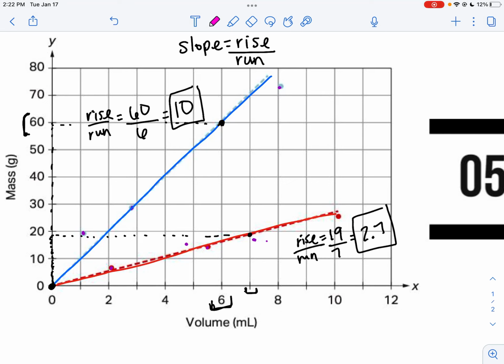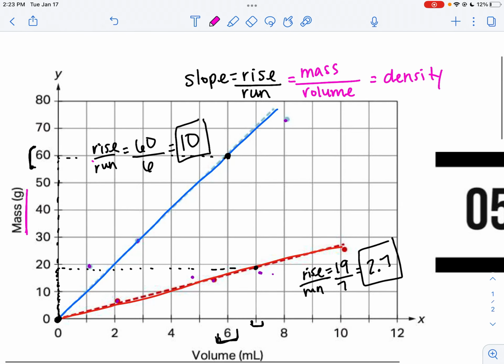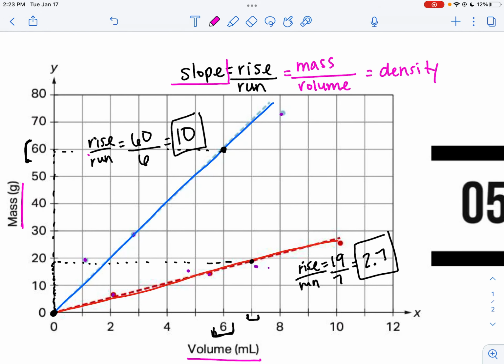So why did I find the slope of this line? If we think about it, what were we really measuring when we did our rise? When we were measuring our rise, we're really measuring the mass. When we're measuring our run this way, we're really measuring volume. And so mass over volume is equal to density. That's how we calculate density. So really, all we're saying is the slope of this line is equal to the density.